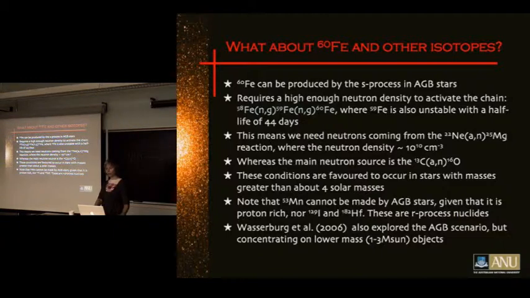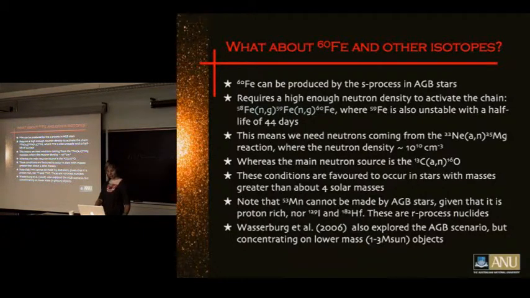Just to note, manganese-53 cannot be made by AGBs. It's proton rich, so it's only destroyed by neutron captures. Nor can iodine-129 or hafnium-182. These are r-process only nuclides. You actually see the hafnium? Yep, that's right. It has a long half-life though. That's coming from a supernova, yes, or wherever the r-process occurs.